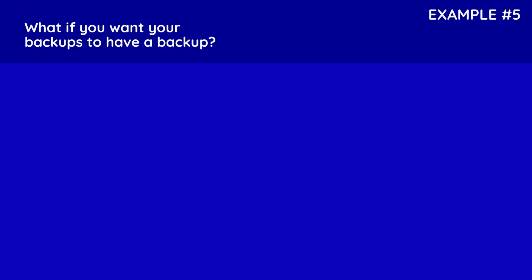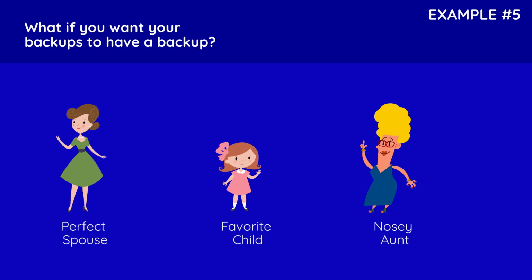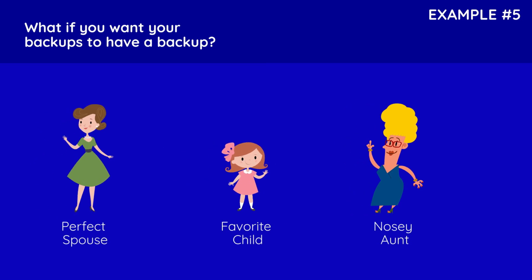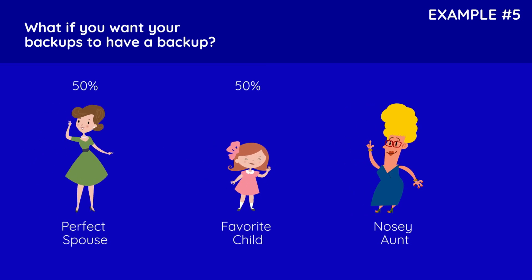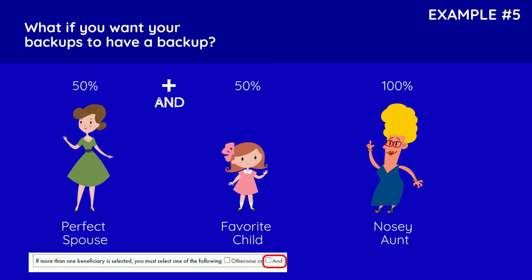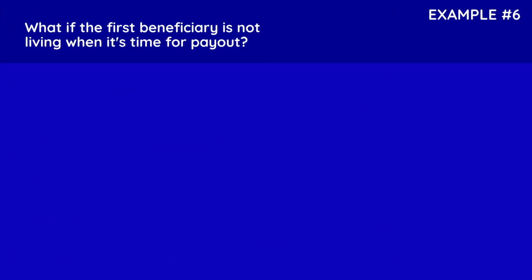What if you want your backups to have a backup? In this case, perfect spouse and favorite child will each receive 50% of the benefit if living at the time of payment. If not, then nosy aunt would receive 100% of the benefit. Remember, in this scenario, the And box is checked between the first 2 beneficiaries, and the Otherwise is checked between beneficiary 2 and 3.